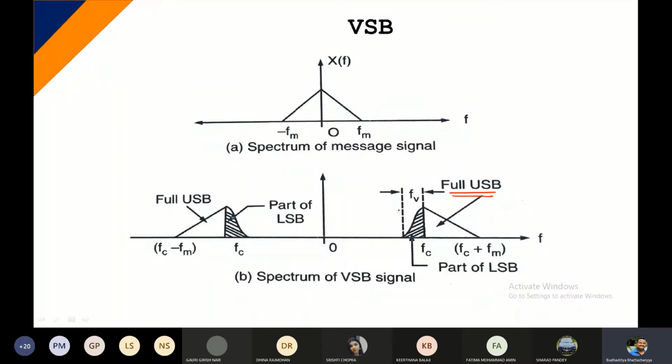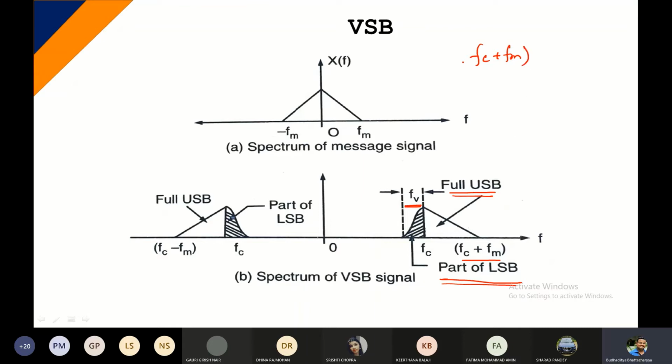Suppose. And this portion, the shaded portion that you're looking at, this is part of the LSB, which is undesired as far as the SSB is concerned. But what happens in this process is that you can see very clearly that there is an increase in the band. Why? Because the final frequency over here is FC plus FM. Suppose I took this. And the last portion over here, this small little segment, is called FV.